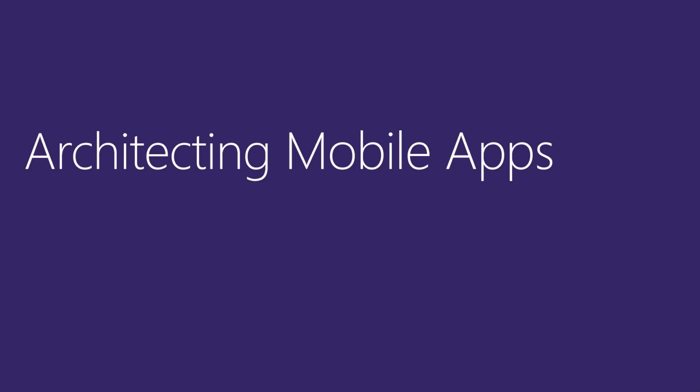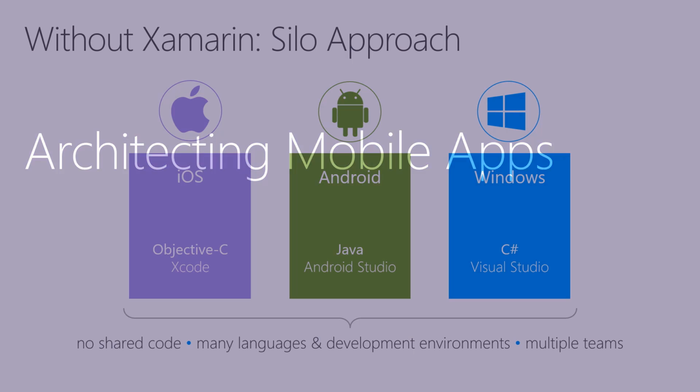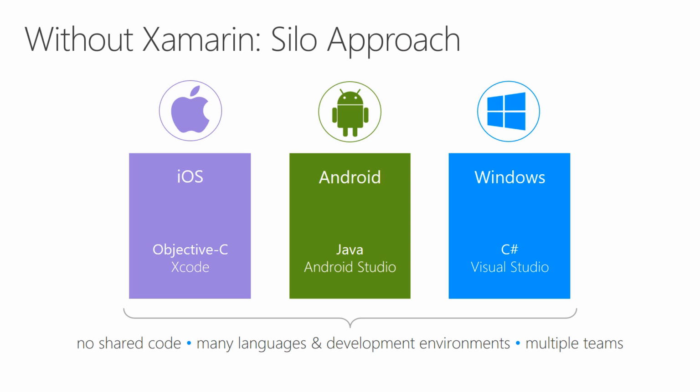Let's talk about cross-platform mobile application architecture and have a look at how Xamarin compares to other techniques that are out there. Now, historically, if you wanted to target multiple platforms, you pretty much had to develop your application from scratch for each platform. And that meant completely rewriting your application each time you want to support a new platform. And we call this the silo approach because you often end up with multiple teams, one per platform, working in isolation. And because each dominant mobile platform uses a different programming language and different build tools, there's no code sharing or code reuse you can get there.